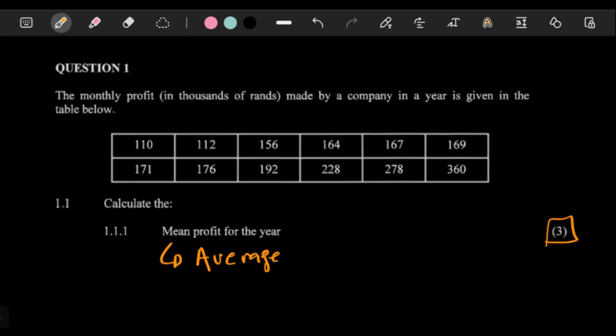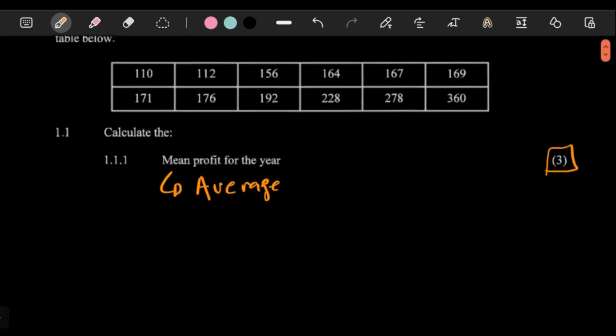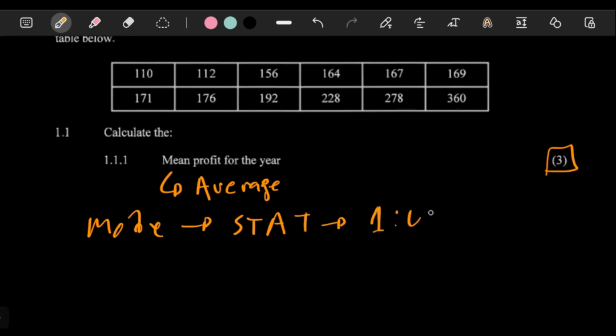So for you to get the mean, you might as well just use your calculator. In your calculator, you're going to have to press mode, and then press stat, and then click where it says var. You're going to have a column pop up there. In that column, you're going to put in all these numbers, each and every one of them. So let's just do that. Okay, so we've put in everything.